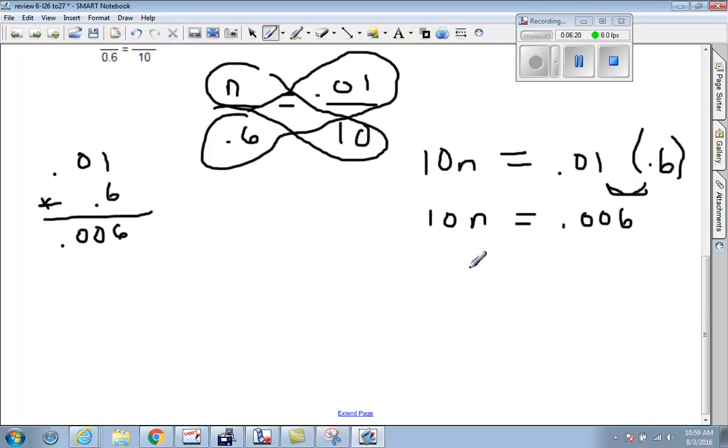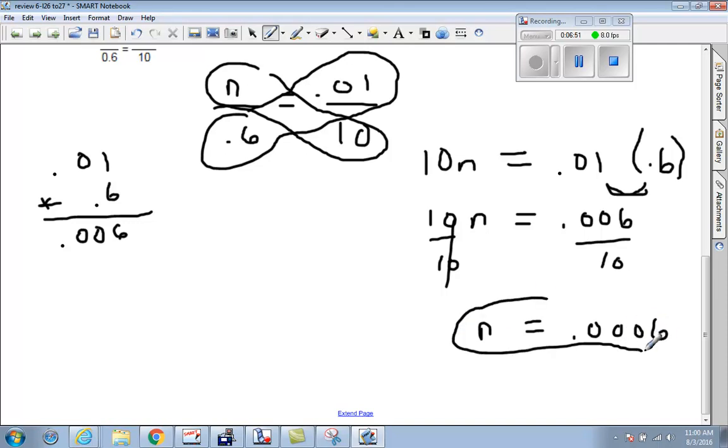Keep going. To solve for n, we're going to divide both sides by 10. So we'll have n equals whatever 0.006 divided by 10 is. Now, dividing by 10 is basically going to slide the decimal to the right one. I'm sorry, I meant to say slide the decimal to the left one. So division by 10 will slide the decimal to the left one. So 0.0006 would be your final answer.